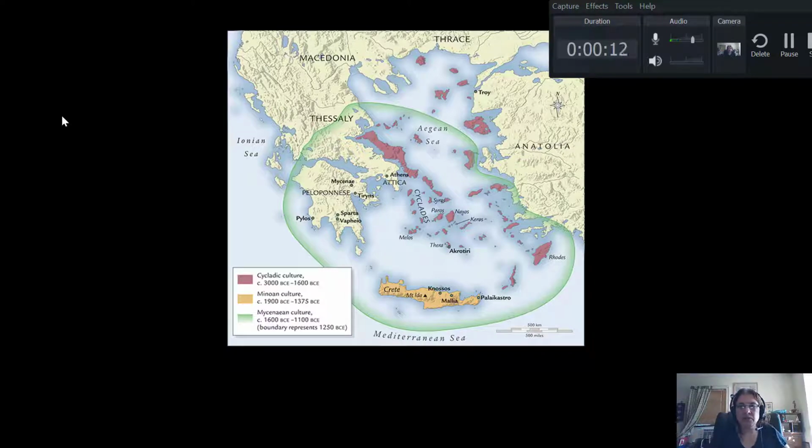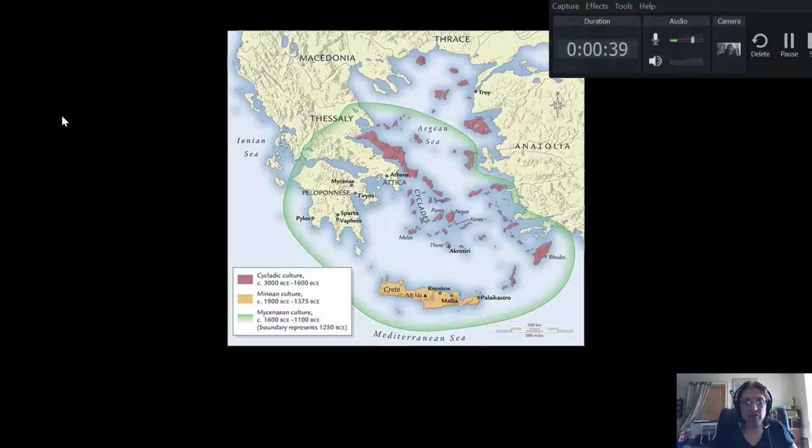Okay, everyone. So this week we will be learning about ancient Greek art. And prior to the beginning of what we consider Greek civilization, there were three main groups of people that were living in the area where Greek originates. So I'm showing you a map of these three groups.